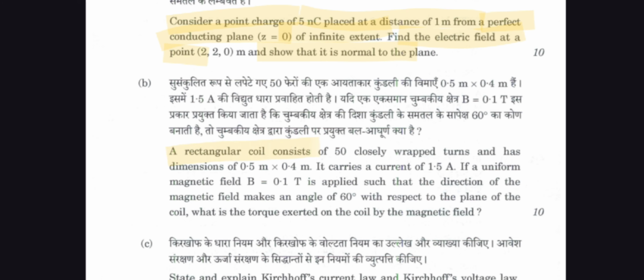Question number B. A rectangular coil consists of 15 closely wrapped turns and has dimensions of 0.5 meter by 0.4 meter. It carries a current of 0.5 A. If a uniform magnetic field B is applied such that the direction of the magnetic field makes an angle of theta with respect to the plane of the coil, what is the torque exerted on the coil by the magnetic field?